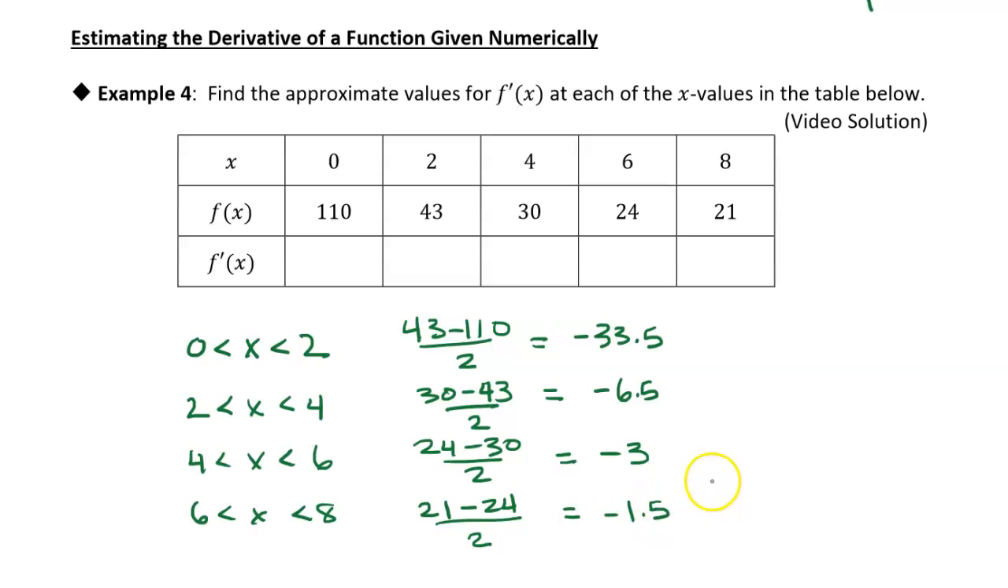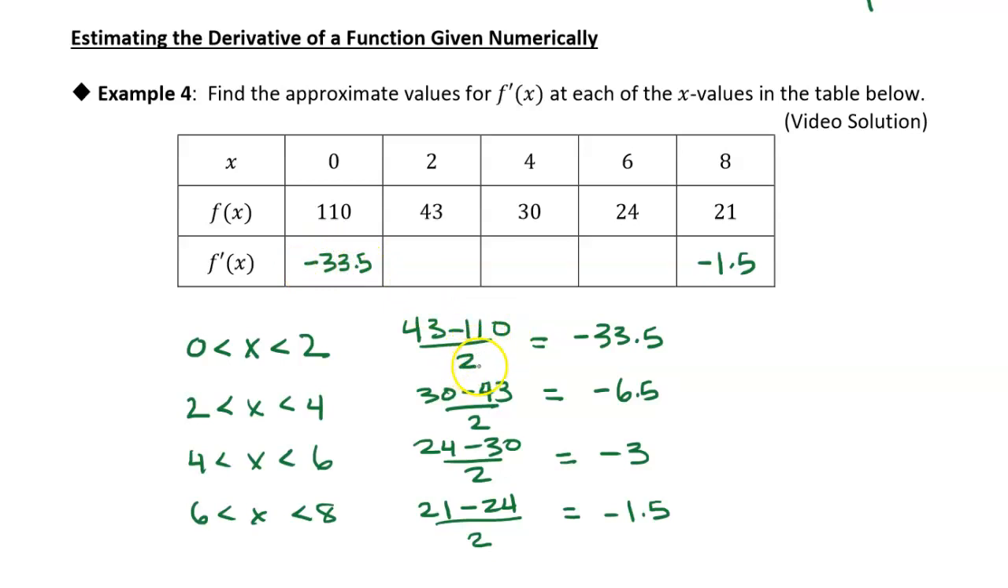Now, at the endpoints, I really can't do any better, because I don't have anything on either side of 8. I only have the one side. So I'm going to go ahead and fill those in, because this is as good as I can get for the endpoints.